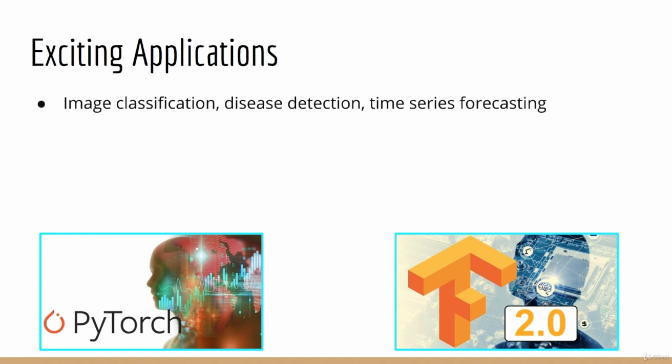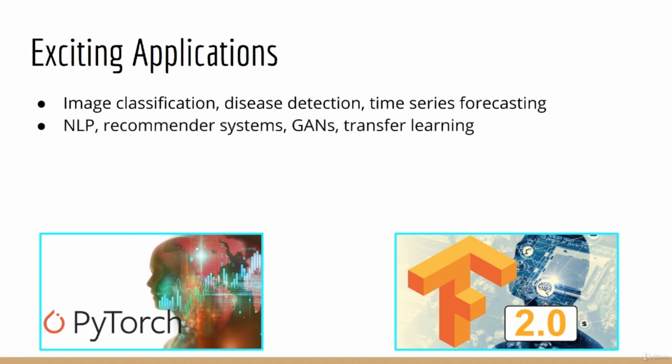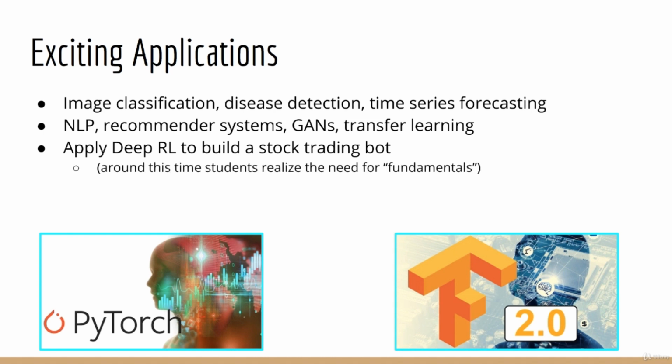In addition to image classification, disease detection, and time series forecasting, we also look at natural language processing, recommender systems, GANs, and transfer learning. We even dive into deep reinforcement learning, and you will get to build a stock trading bot. Although it's around this time that many students feel they don't have the necessary theory to back up what they are doing in code, and thus need to take a step back and look at more in-depth materials.